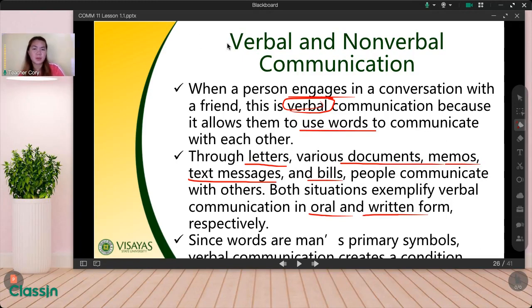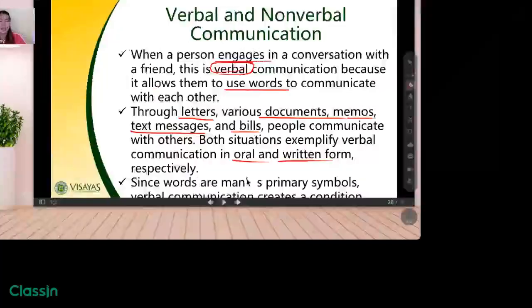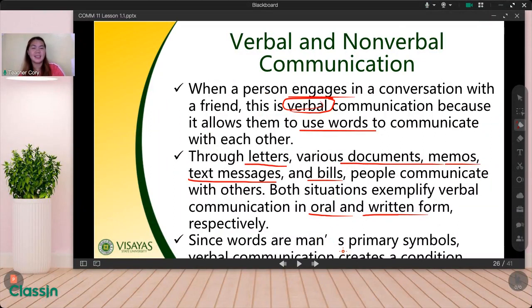Since words are man's primary symbols, verbal communication creates a condition where transferring information becomes very clear. So it's explicit, right? It's really clear because you right away know what the person is feeling. You right away know what the person wants to say. Unlike with nonverbal communication, you still have to decipher and decode. It's quite hard to decode if a person is feeling good or feeling bad just by using nonverbal cues. So it's really better to explicitly hear that from the person.